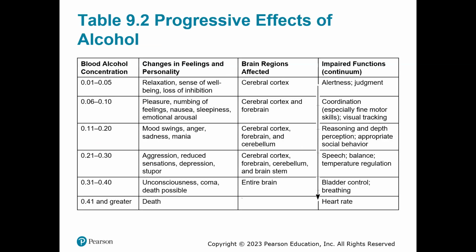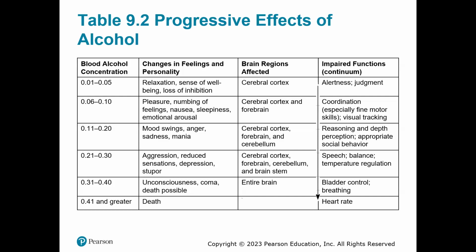So here's the effect of different blood alcohol concentrations on the brain and on your function. Under the legal limit, 0.01 to 0.05, you might feel a little more relaxed, with some loss of inhibition. It's mostly affecting your cerebral cortex, the higher level function of your brain, not so much the housekeeping stuff that keeps you alive, but your thoughts and your behavior. So you might have some impaired alertness or impaired judgment, even with small amounts of alcohol, with a lower blood alcohol concentration.